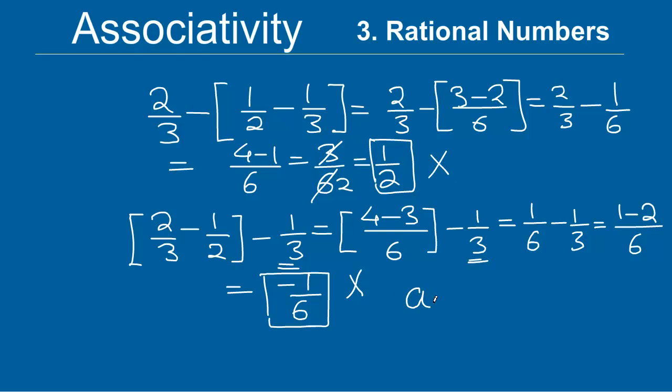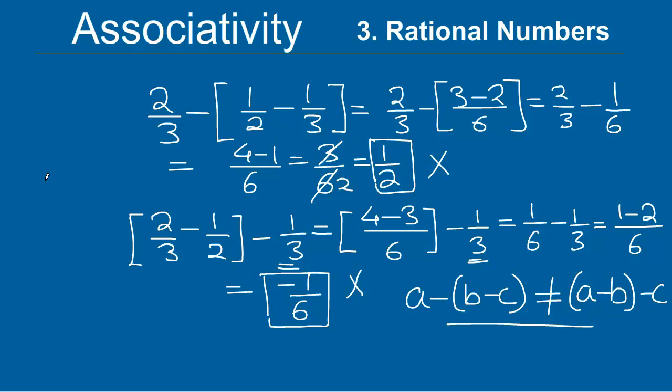That is, a minus within bracket b minus c, bracket close, is not equal to bracket open a minus b, bracket close minus c. This is not true. So we say that for subtraction, for rational numbers, subtraction is not associative.